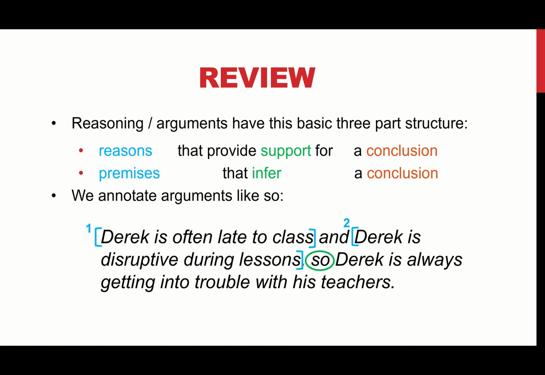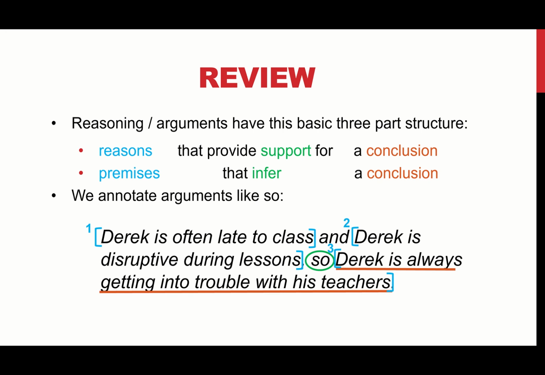So is an important word. So is a conclusion indicator. We circle it. Derek is always getting into trouble with his teachers. So statement 1 and 2. So 3. So 3 is the conclusion. We underline it. Those are the 3 things that we did.